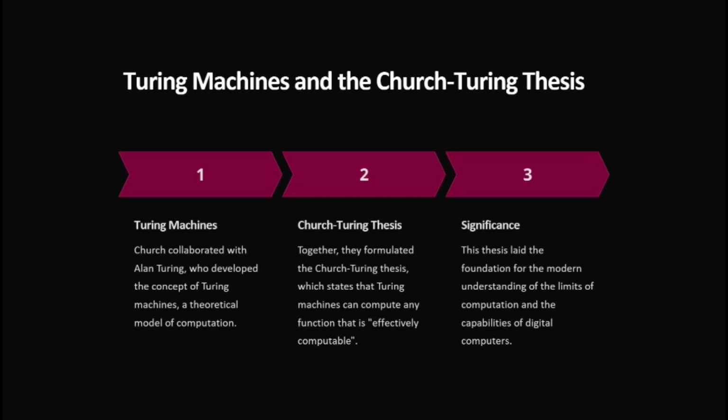Now, another major contribution is Church's collaboration with Alan Turing, which led to the formulation of the Church-Turing thesis. This thesis proposed that any function that can be computed by an algorithm can be computed by a Turing machine. This concept is fundamental to our understanding of what can be computed and forms the basis of theoretical computer science.